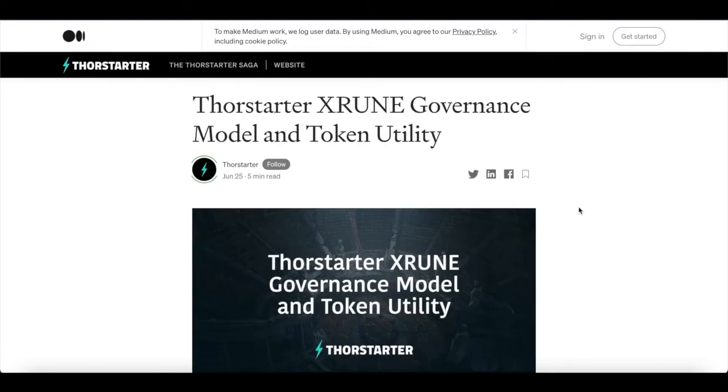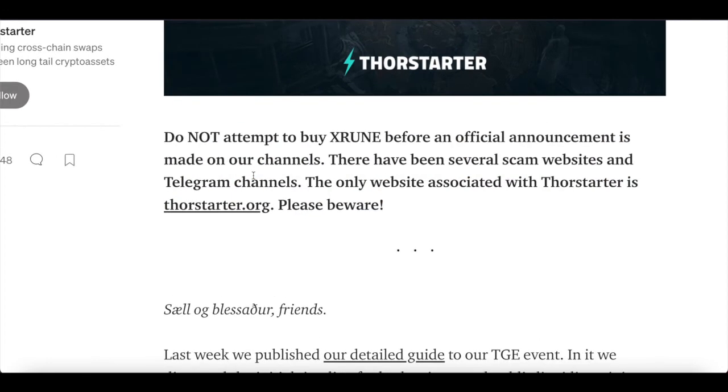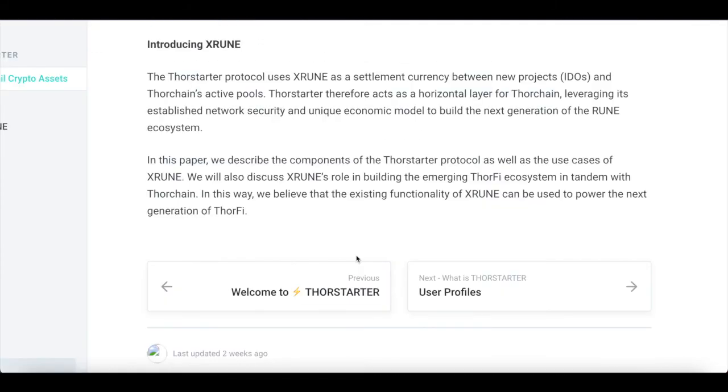Now, to get to even more exciting things is the token utility and the governance model. So Thorstarter, XRune governance model, and token utility. So first thing that I'd like to make everyone be aware of, and they're making everyone be aware of in this article, and I'd like to repeat it for everyone who's watching this video: do not attempt to buy XRune before an official announcement is made on our channels. The only website associated with Thorstarter is thorstarter.org, and that's quite simplistic because you can go straight to that website. That's completely legitimate.